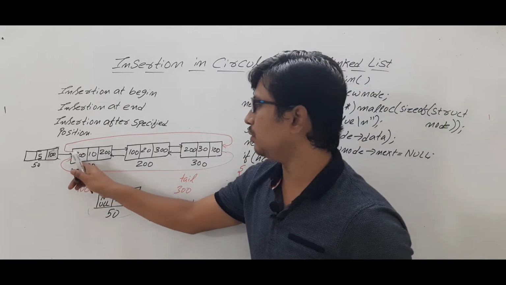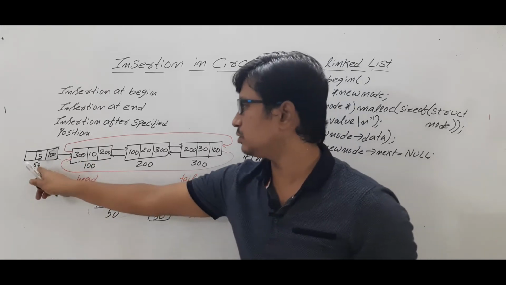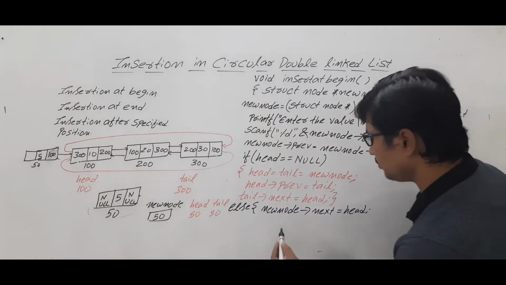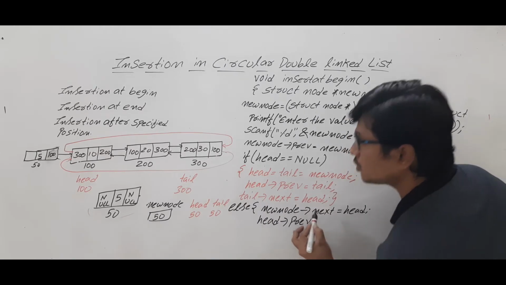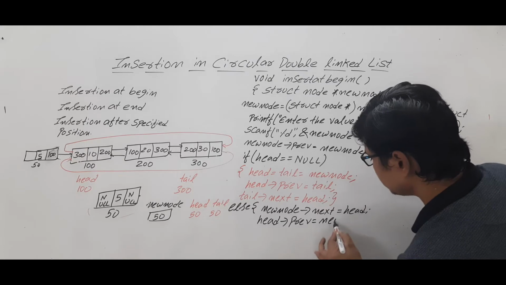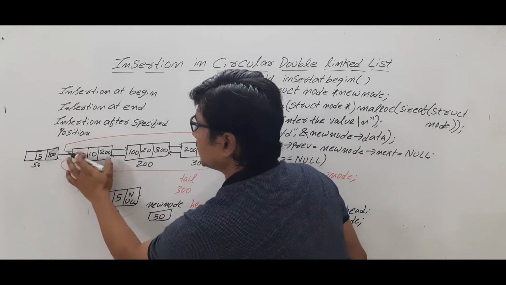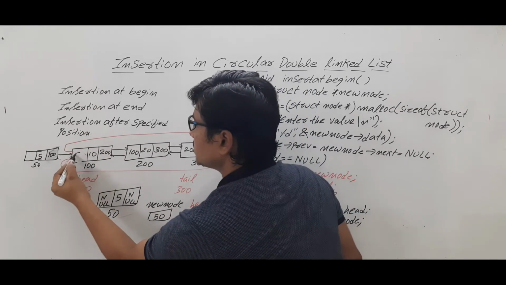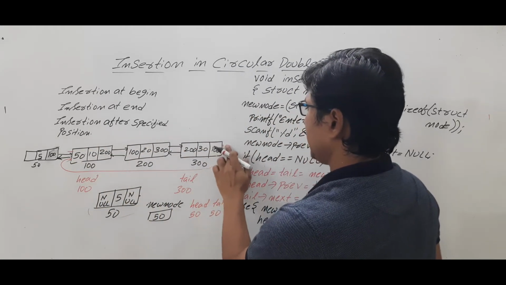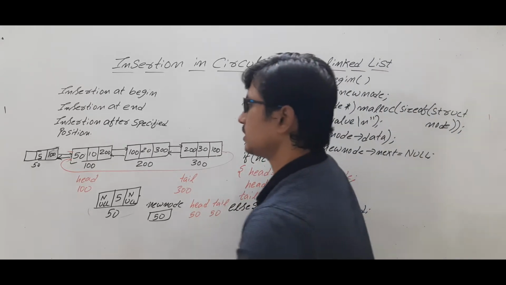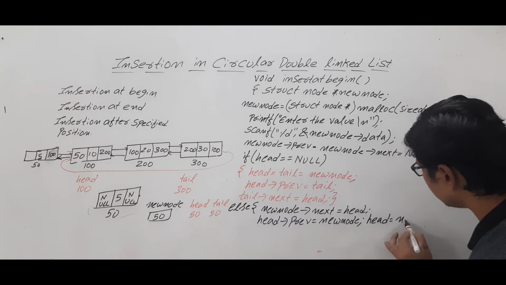Now what should it have here? Head of previous should have the 50. Am I right? This node should be pointing to this one. So what we will write here is head of previous is equal to new node. Okay. Now head of previous: head is 100, 100 of previous is this one, should consist of 50. So you have connected this one. Now this link is done. Am I right or wrong? Is it clear? Are you able to understand? Now what do we have to do? We have to make head is equal to new node.